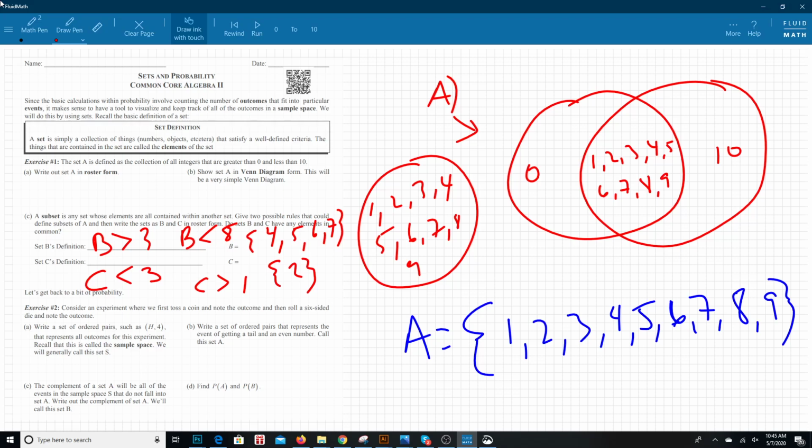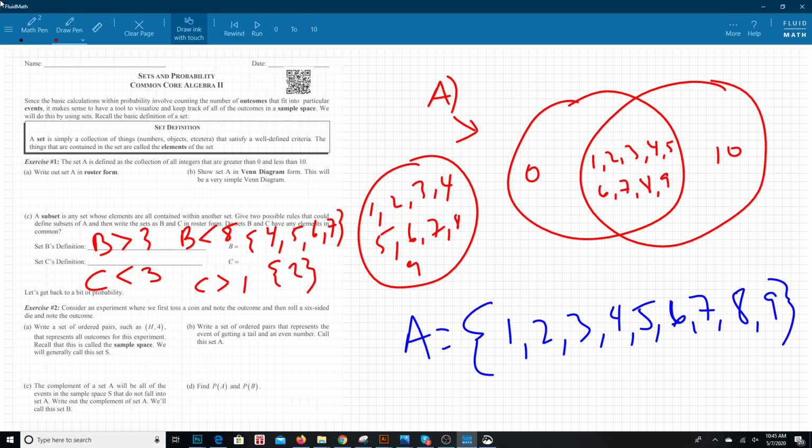Let's try exercise 2. It says, consider an experiment where we first toss a coin and note the outcome, and then roll a 6-sided die and note the outcome. Write a set of ordered pairs, such as H4, that represent all outcomes for this experiment. Recall that this is called the sample space. We will generally call this set S.